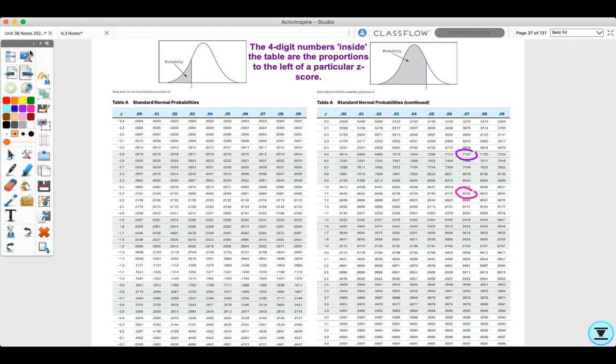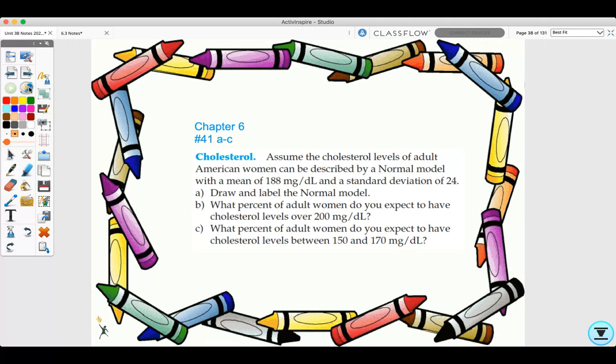Let's look at one more example. I'm going to look at number 41 from chapter 6, and we're going to do A through C. Assume the cholesterol levels of adult American women can be described by a normal model with a mean of 188 and a standard deviation of 24. Draw and label the normal model. What percent of adult women do you expect to have cholesterol levels over 200? What percent of adult women do you expect to have cholesterol levels between 150 and 170?